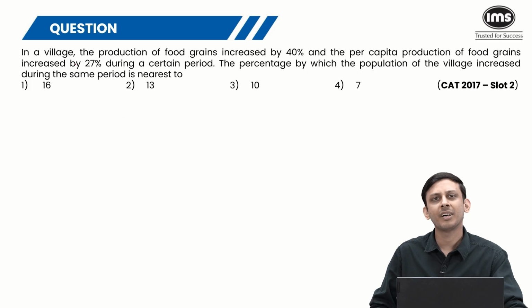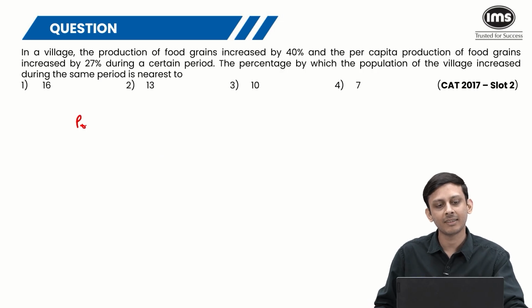very quickly. So here we have that in a village, the production of food grains increased by 40% and the per capita production of food grains increased by 27% during a certain period. The percentage by which the population of the village increased during the same period is nearest to what? First of all, we have to connect the parameters given. We have to find population.